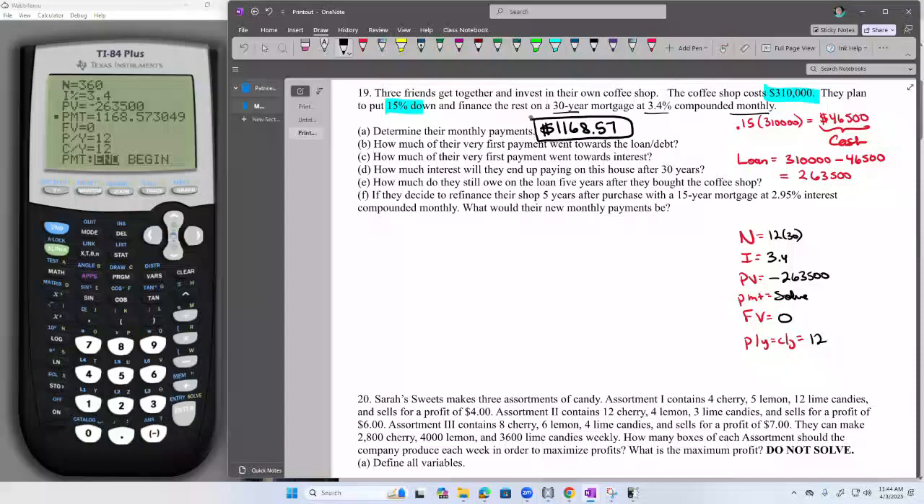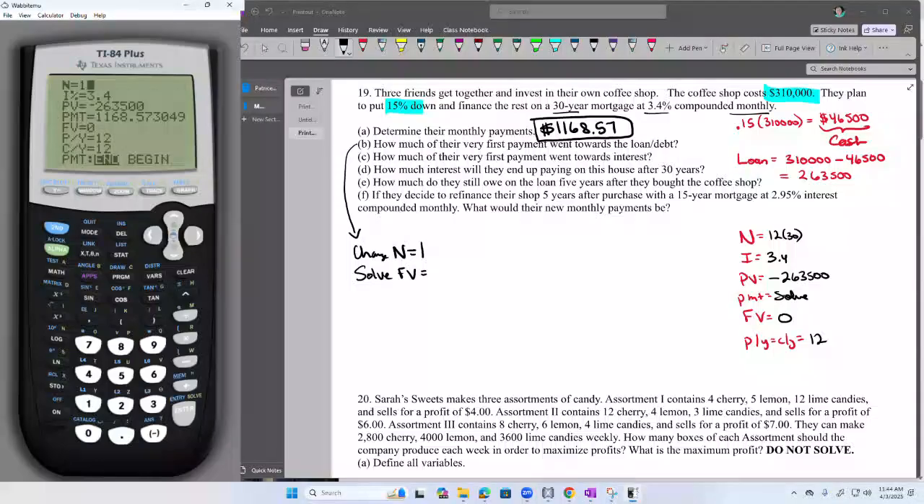1168.57. How'd you find that? Yes, anyone? Okay. This is the question I keep getting asked: how much of their very first payment went toward the loan debt? So what we do here is we need to change our N to how many payments have happened. One, their very first payment. After one payment, their future value will not yet be zero. So after one payment, solve for the future value to see how much they still owe, their current outstanding principal. So I'm going to come up here and change my N to 1, and come down here and solve for my future value.